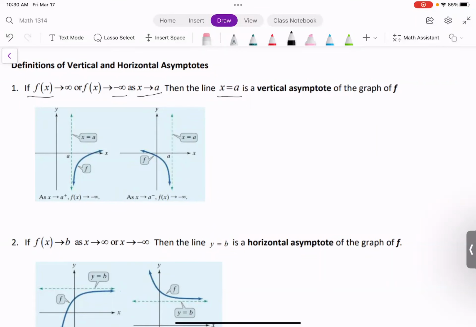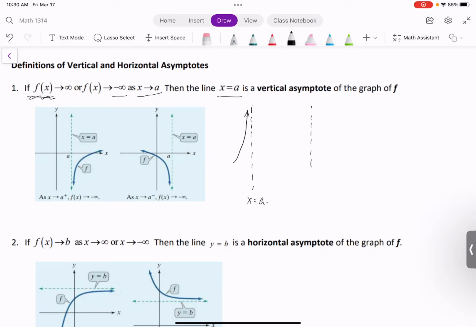For example, I have a vertical asymptote. I use a dashed line, not a straight line. We use the dashed line to represent x equals a. If the y value approaches infinity, and the x value gets closer to this point, so the graph is getting closer to x equals a, x approaches a but never equals a. The y value is approaching infinity, so this is the vertical asymptote.